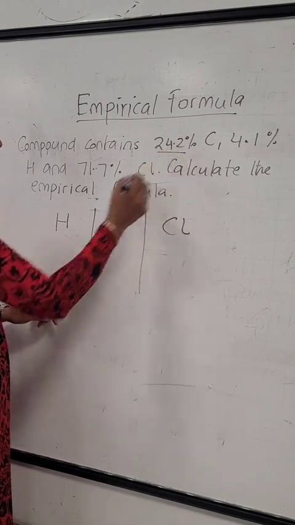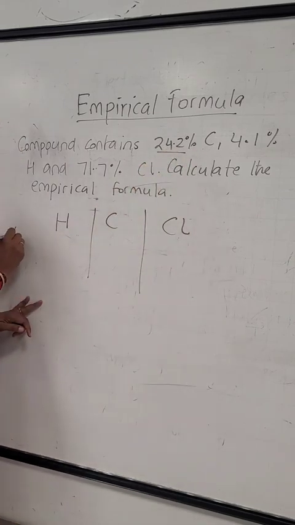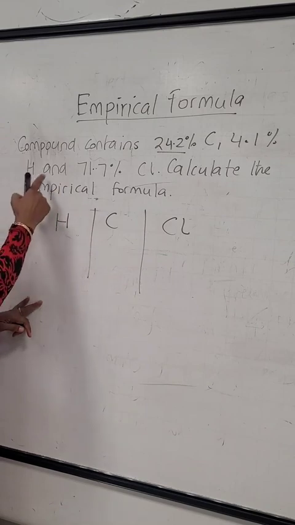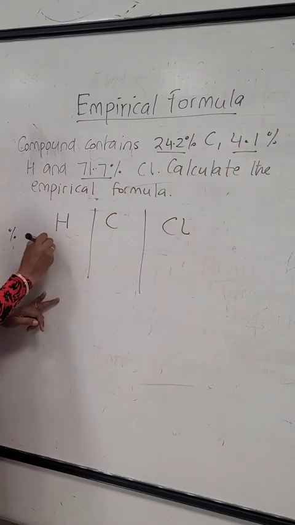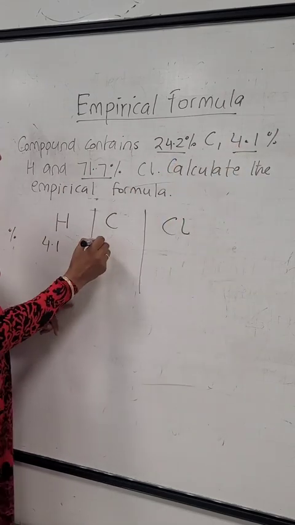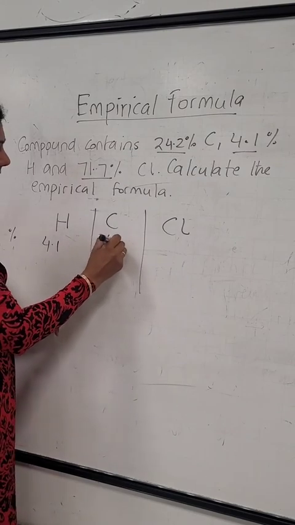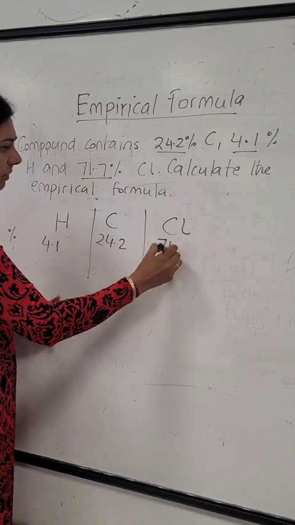I've been given percentages, so I write down the percentages I have. For hydrogen it is 4.1, for carbon it is 24.2, and for chlorine it is 71.7.